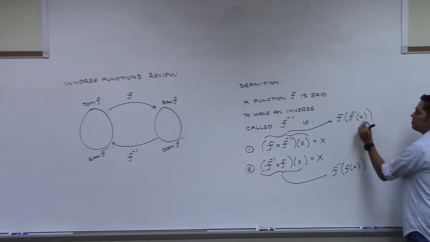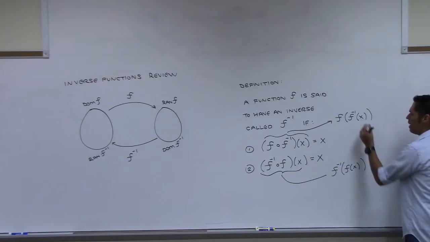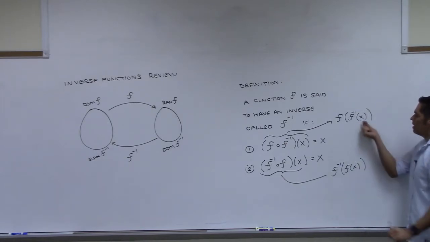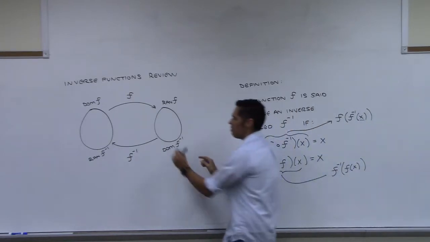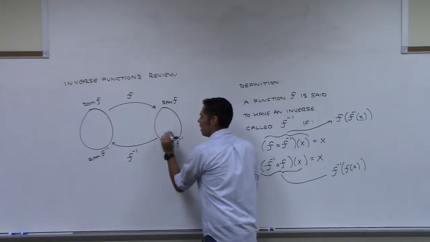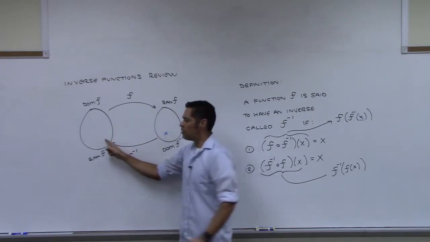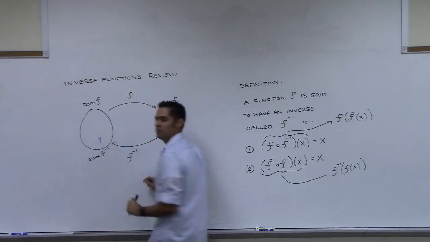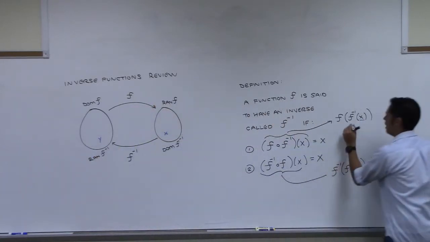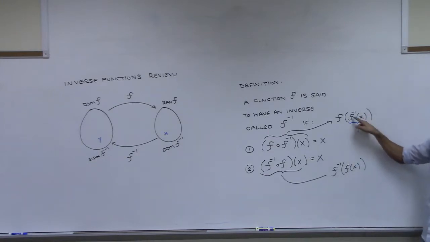So let's take a look at this first picture. Let's say somebody gives me a value of x, right? Well, that's great. Somebody gives me a value of x, and I first put it into the inverse function. That means the x would start out over here, and it goes through the inverse function, and comes out over here as something, I'll call it y. So that would be this piece right here.